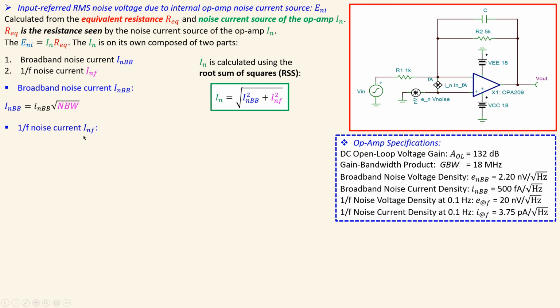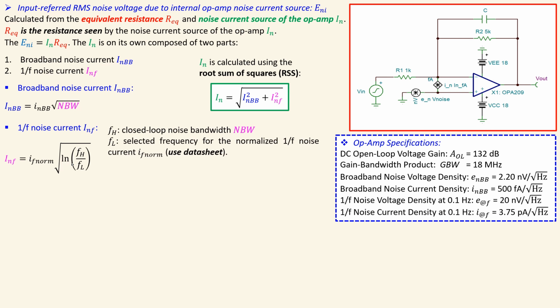The 1/f noise current, very similar formula. Again, FH for the noise bandwidth, FL the specific frequency to also calculate the 1/f noise current. And we will take also in this case 0.1 Hertz, but any other value will do if you just also look only in the 1/f noise region.